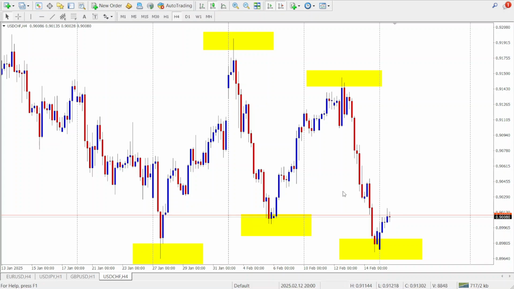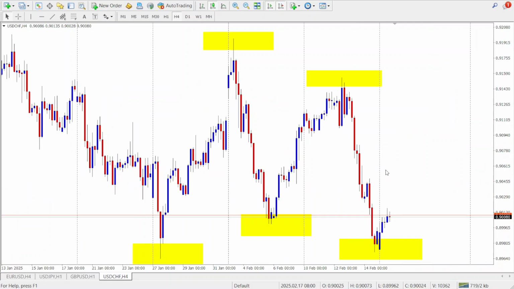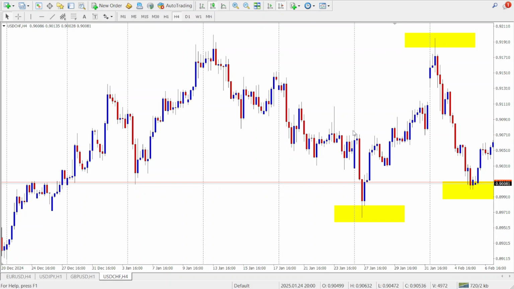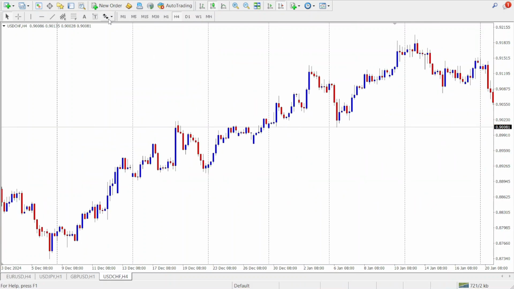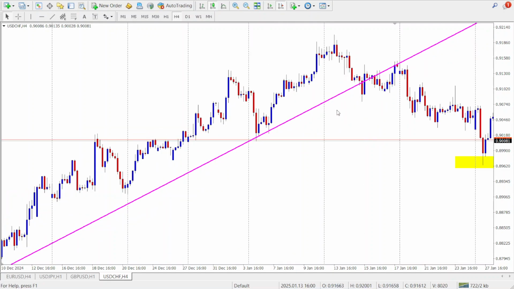Now let's quickly talk about order blocks, which are smart money footprints. Order blocks are areas where institutions place large orders, creating strong support or resistance zones. These blocks often form before a major price move and can act as high probability entry points. So how do you use this in trading? You look for bullish order blocks in an uptrend, and in a downtrend, you look for bearish order blocks.